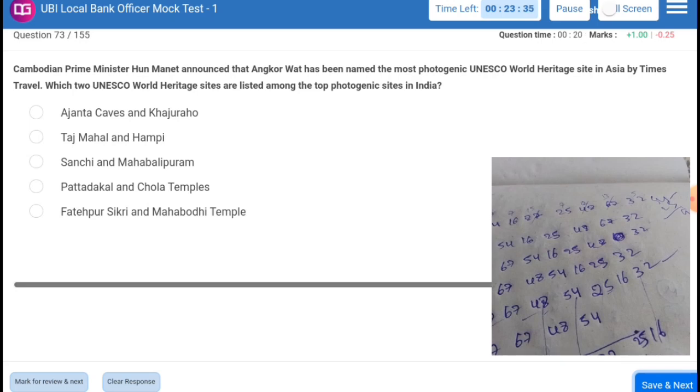Which two UNESCO World Heritage Sites are listed among the top photogenic sites in India? I think Ajanta Caves and Khajuraho, or I think Hampi and Taj Mahal.